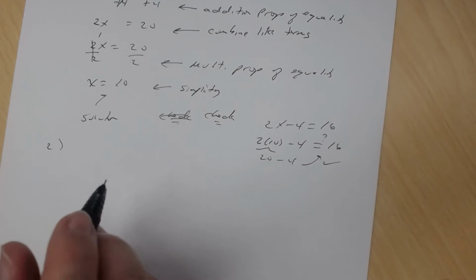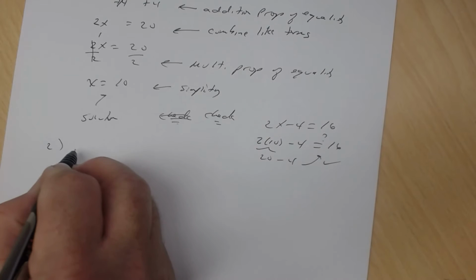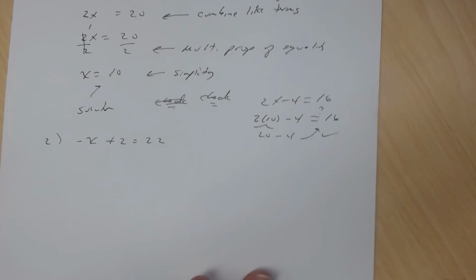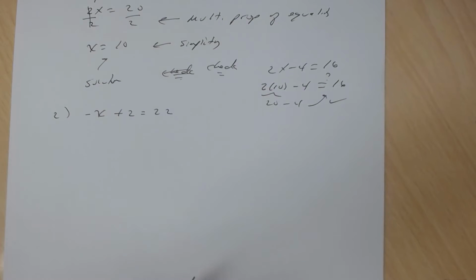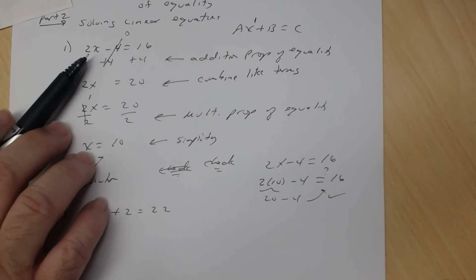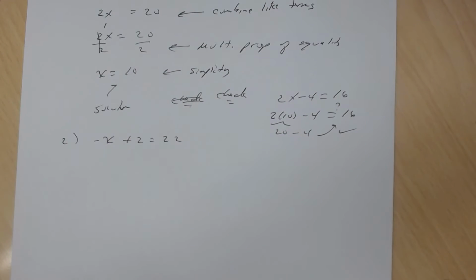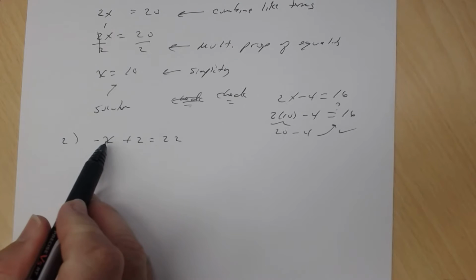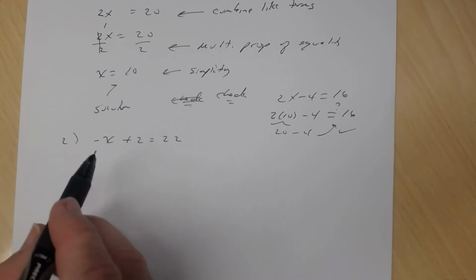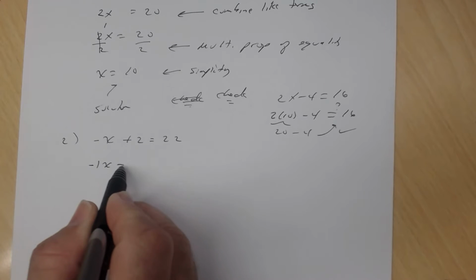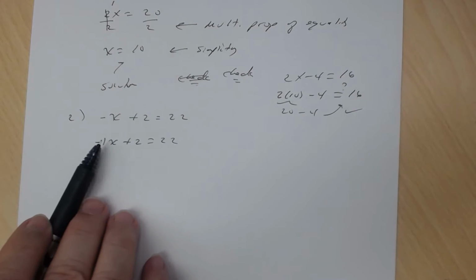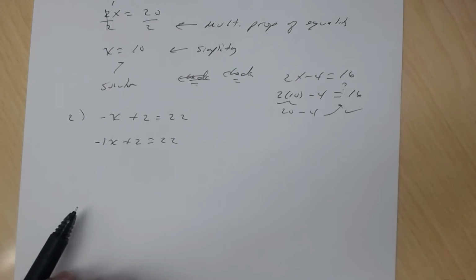All right, number 2. Let's suppose we had this: negative x plus 2 equals 22. If you look at what you have, it looks like the original, like number 1. Again, see how this is a negative x. If there's no number there, remember it's understood to be 1. So it may help you if you put a 1 there. I'm going to write this as negative 1x plus 2 equals 22. All I did was rewrite this so I can see that actual number, that actual coefficient.